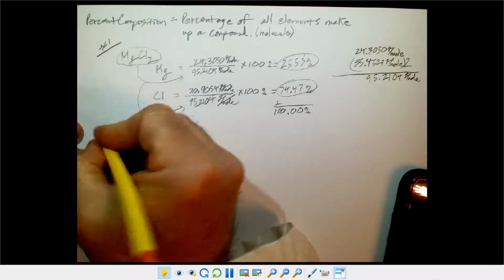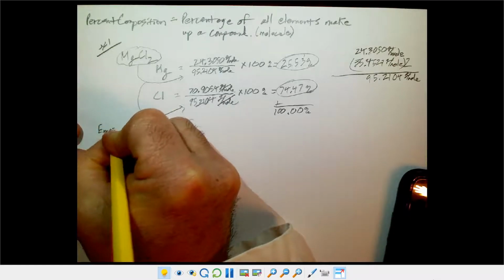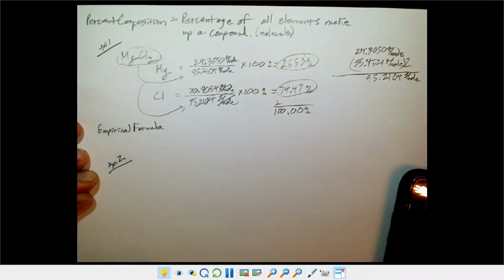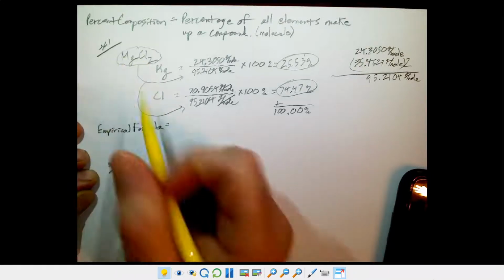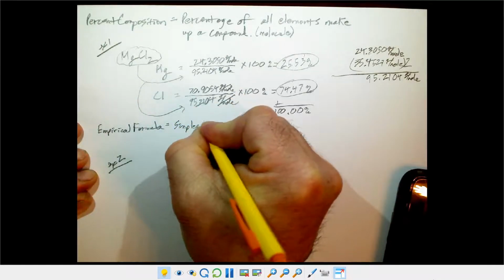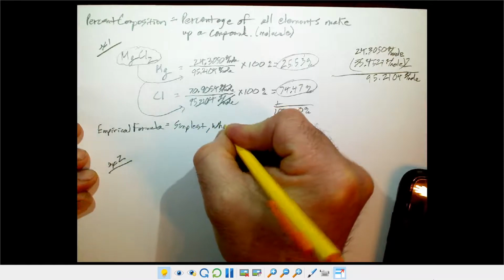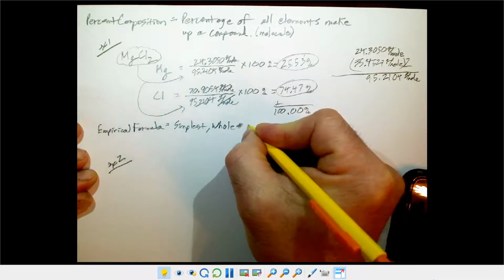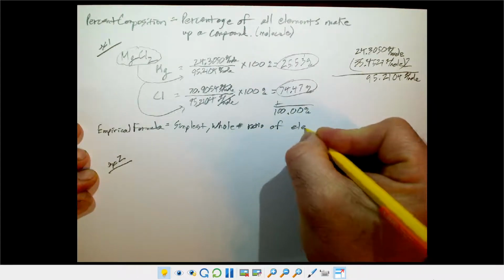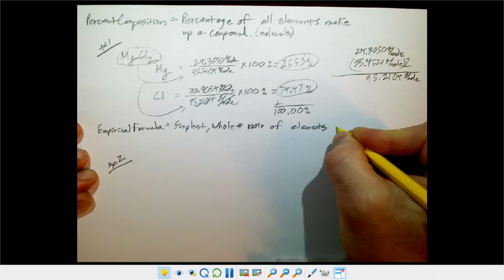But before we do that, let's talk about empirical formula. What an empirical formula is, it's like the simplest form for a molecular formula. And a molecular formula is like something like this. This would be a molecular formula, all right? So empirical formula is the simplest whole number ratio of elements in a compound.